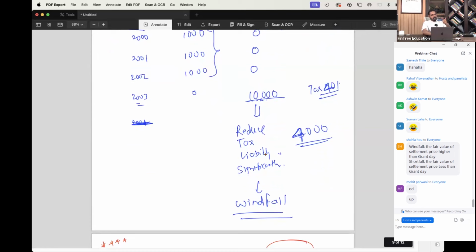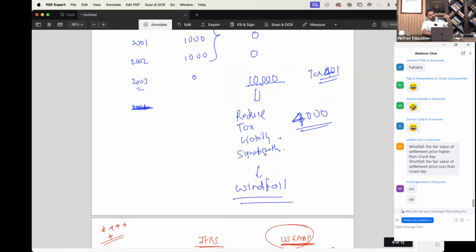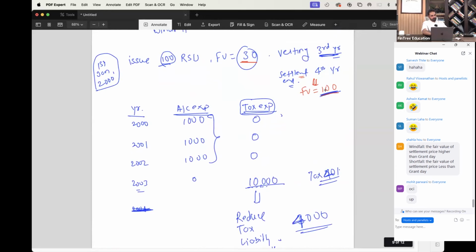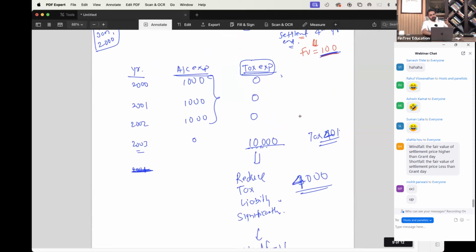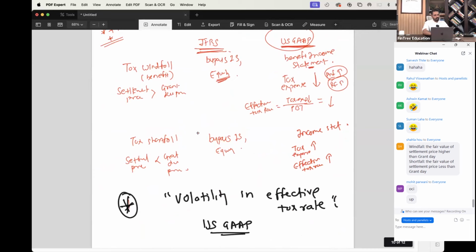If the stock price was higher, tax expense is higher. Tax expense is higher, then effective tax rate is lower. In US GAAP, if the actual stock price had fallen dramatically, then my tax expense is lower. My expense is lower, so tax expense is higher. So effective tax rate will go up under US GAAP. It will not have any impact under IFRS.